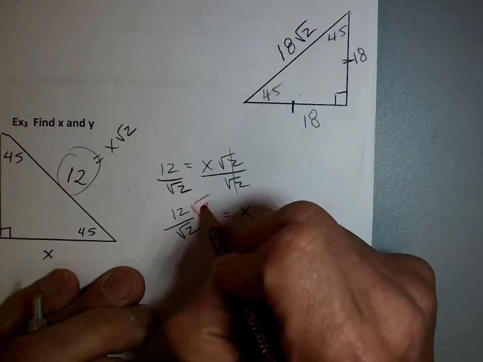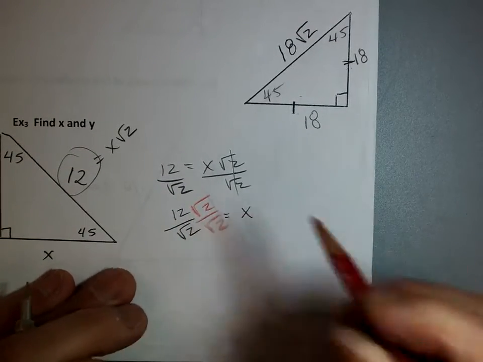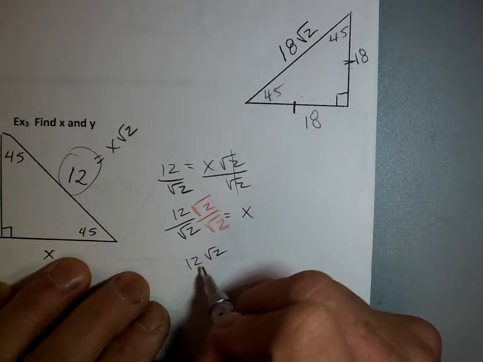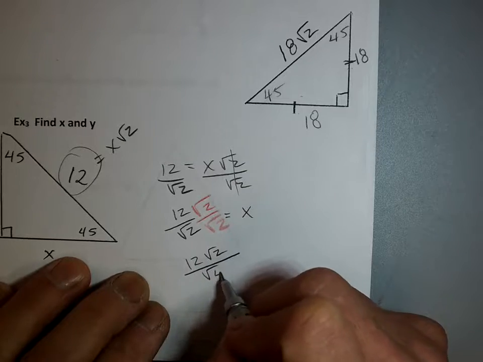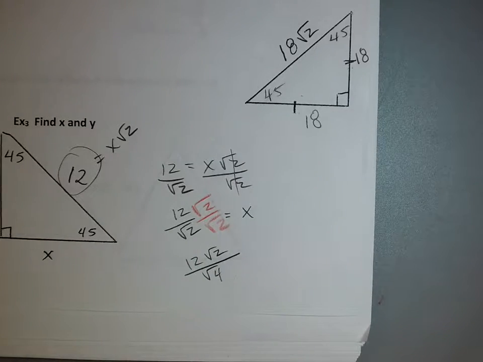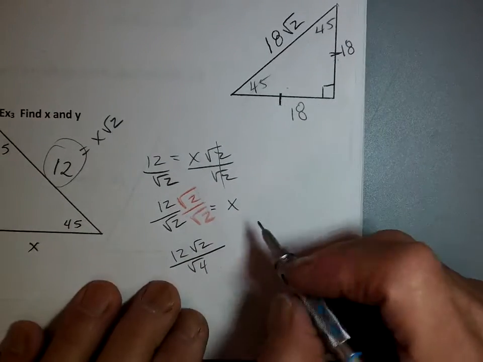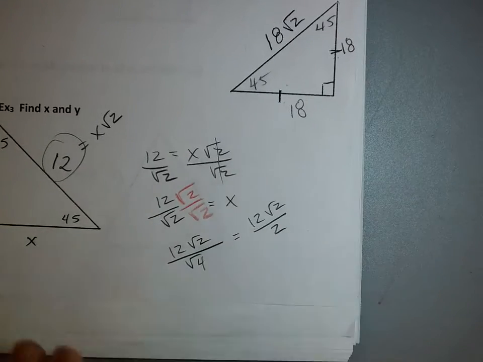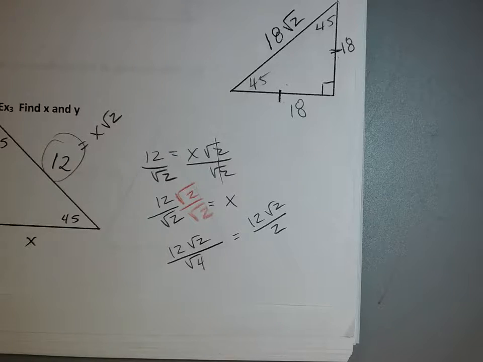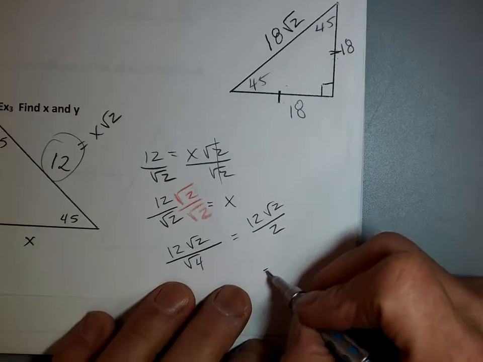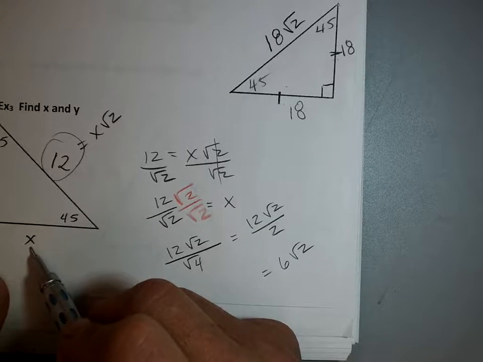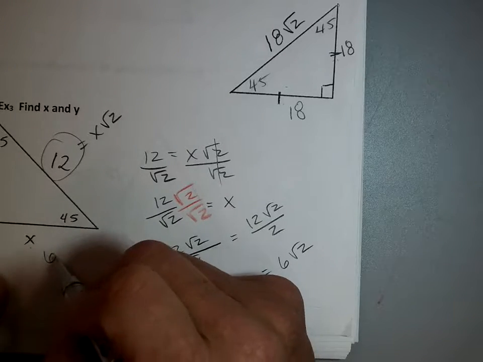So you multiply by the square root of 2 over the square root of 2. Nice job, Zoe. And we wind up with 12 square roots of 2 over the square root of 4, right? Which is going to be 12 square roots of 2 over 2, right? Which makes it 6 square roots of 2. All right, that's this side right here. That's x. So x is 6 square roots of 2.